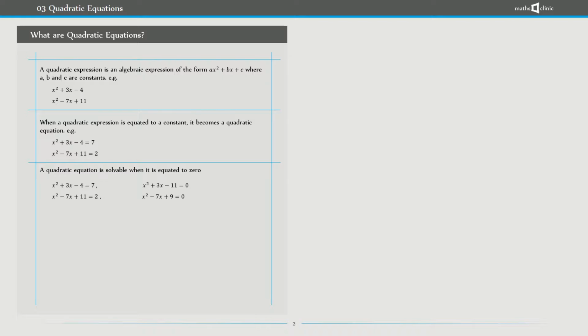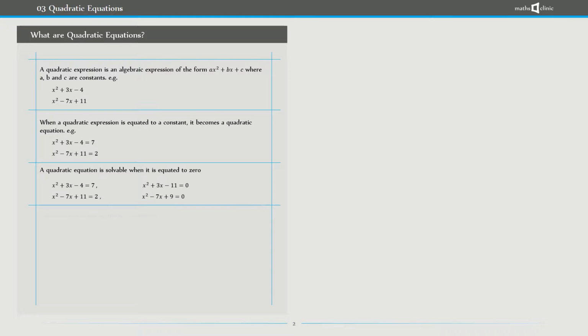Now when you have this equated to 0, it becomes solvable. Now I can solve this quadratic equation. Similarly, you have x squared minus 7x plus 11 equals 2. I move that 2 over to the left, it becomes minus 2, and then I have x squared minus 7x plus 9 equals 0 as my solvable equation. It's a very simple process. Basically, when you have a quadratic equation that is not equated to 0, before you can attempt solving it, you need to have that equation equated to 0 by moving the constant from the right over to the left.